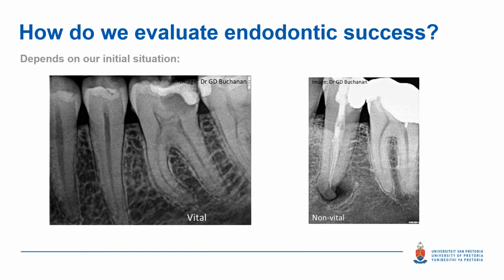So how do we evaluate our endodontic success? It depends on our initial clinical situation. So it depends, was the tooth vital? Was there periapical pathology beforehand or not? Or was the case non-vital? Did we have a big lesion? And this will differ in terms of how we measure things.